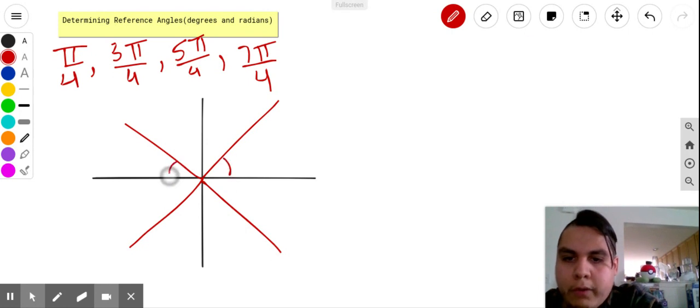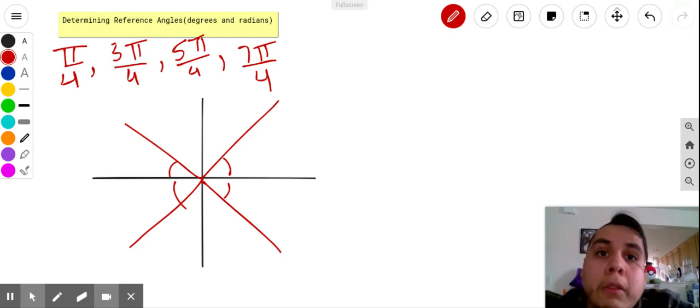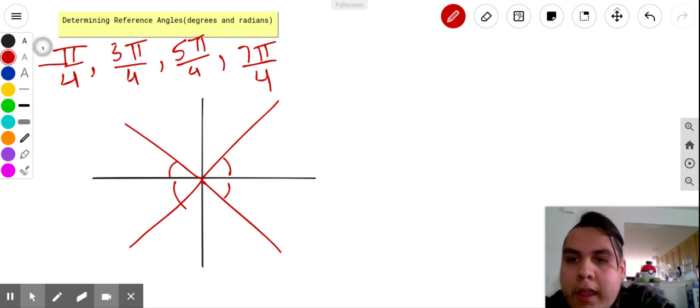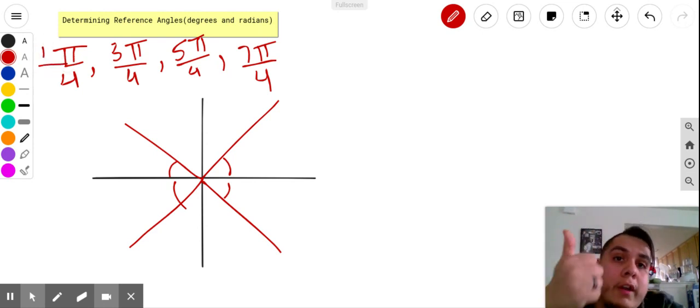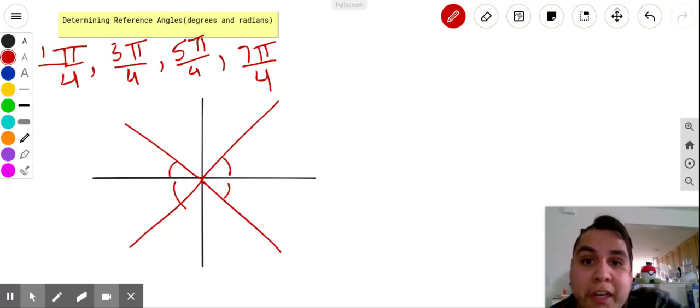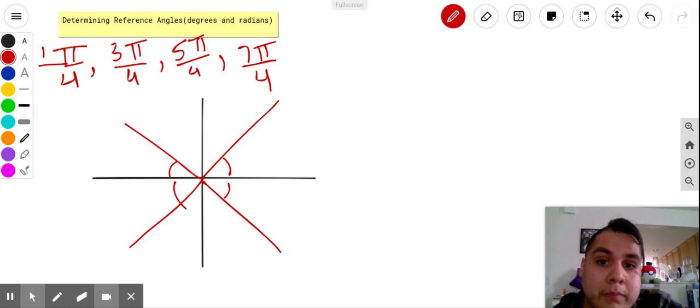Pi over 4, 3 pi over 4, 5 pi over 4, 7 pi over 4. Look at your numerator, right? Technically, the pi over 4 is a 1 pi over 4. So 1, 3, 5, 7. As long as you have a denominator of 4, as long as you have an odd multiple, like an odd number, times pi divided by 4, its reference angle is going to be pi over 4, right?